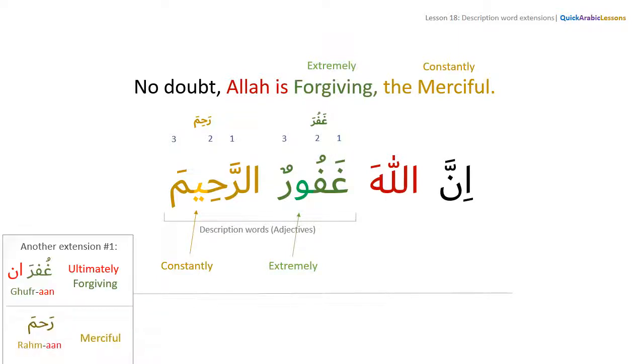So let's look at another example. Allah's name is Rahman. Rahman, adding the "an" at the end, means ultimately merciful. In the Old English, it was translated as abundantly merciful, and that means a huge amount of merciful.